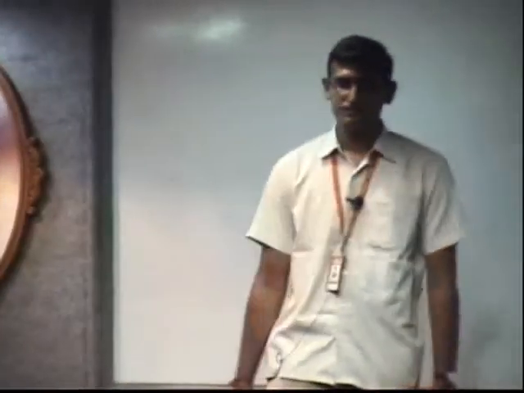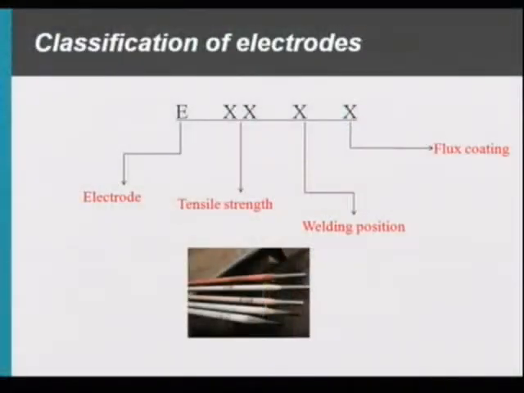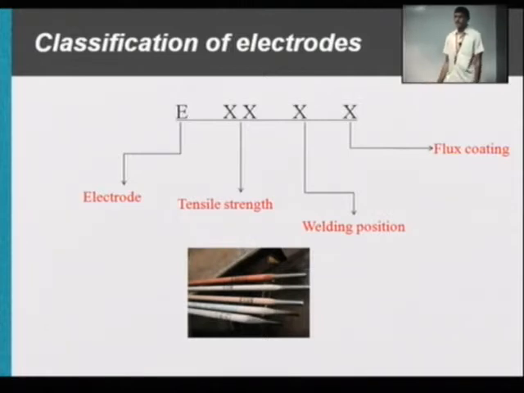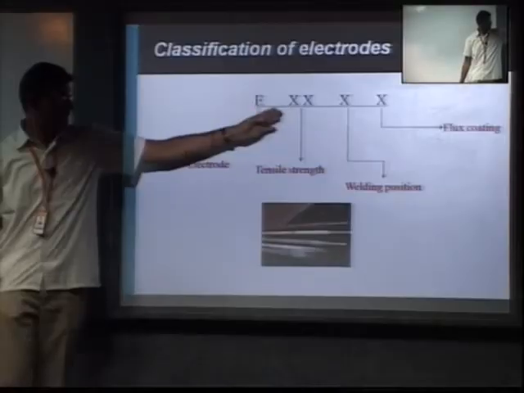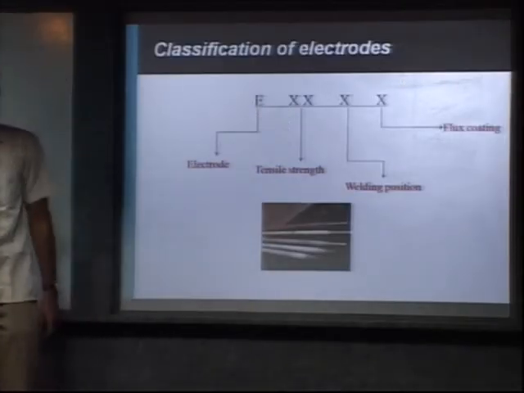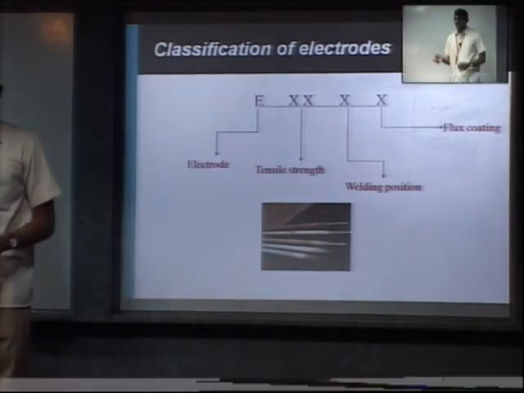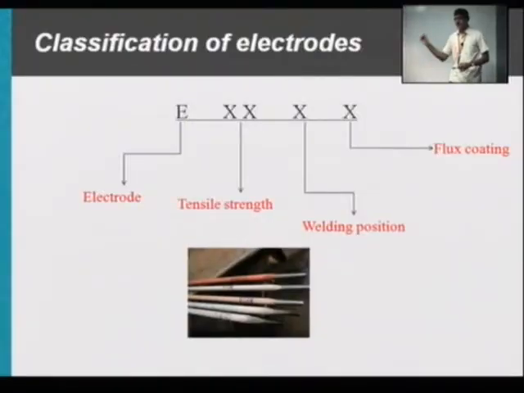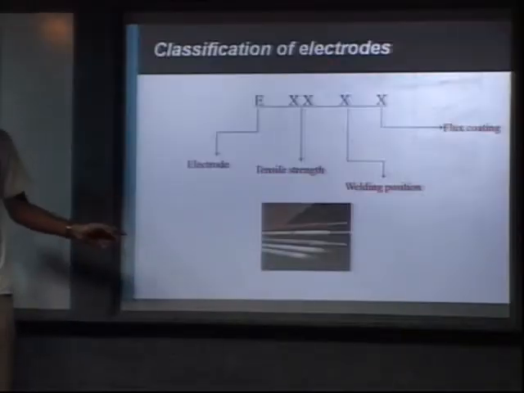Classification of welding electrodes. According to AWS, the American Welding Society, there are many classifications of electrodes. As a simple example, this is the best example: EXX, which contains 4 digits. Some electrode numbers consist of 6 digits, like EXXXXX and so on. So this is the primary example that I have given here.